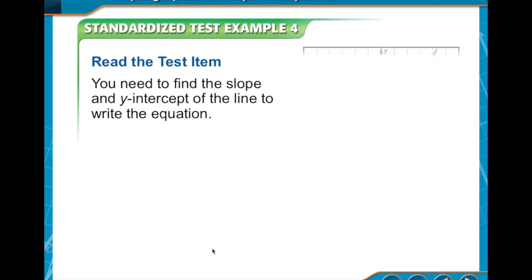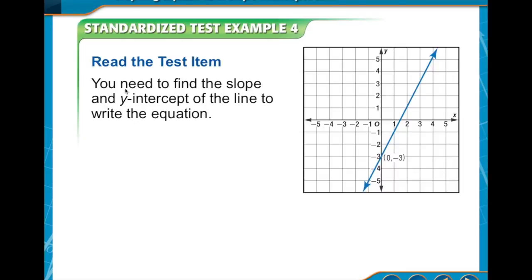So, first step is to read the test item. So you read the question and understand what you're being asked. That is a huge part of test taking skills. If you don't know what you're being asked, of course you can't answer the question properly. So we need to know what is the slope and what is the y-intercept. Slope and y-intercept.